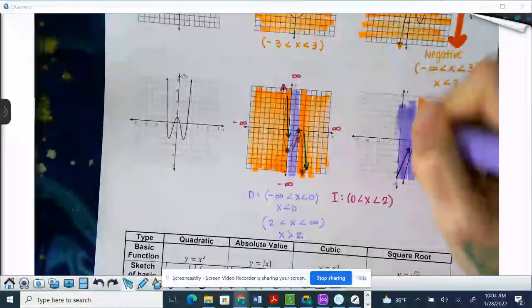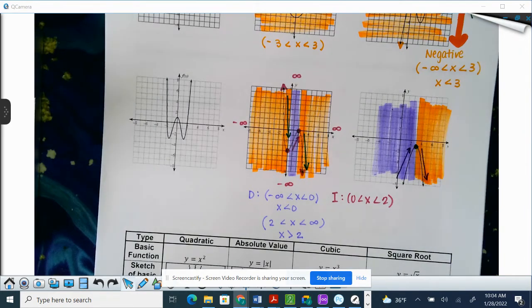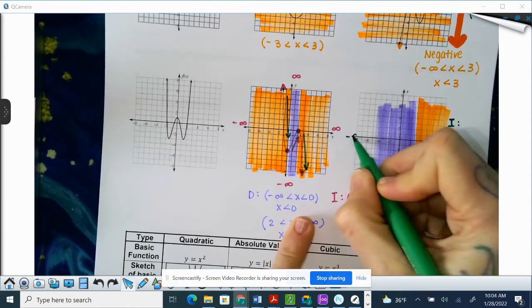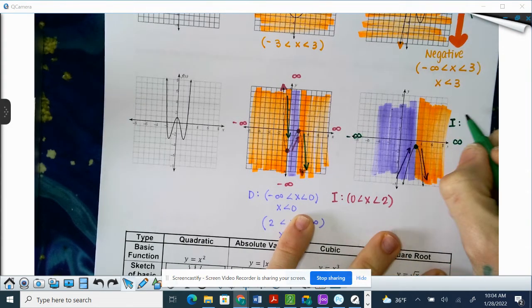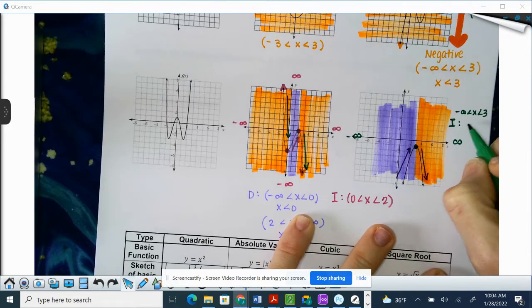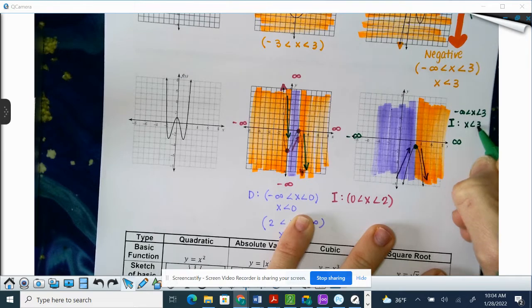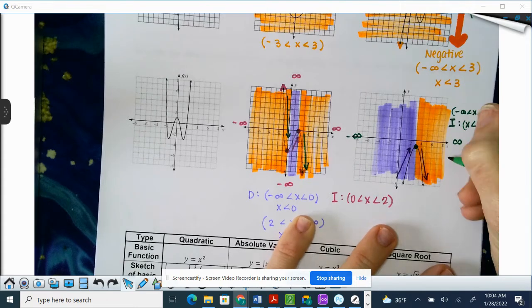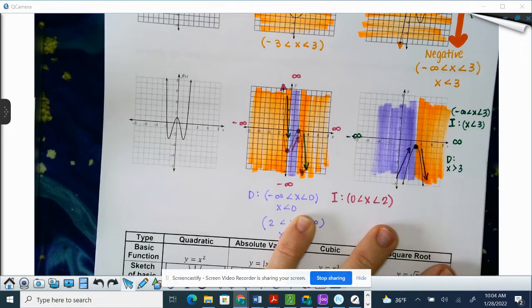And then all of this is increasing. So for this one, our increase is from negative infinity, and we're comparing it to positive infinity. So from negative infinity to 3, or all values smaller than 3. Both of those notations are correct for increase on that one. And then decrease is going to be from positive 3. It's when all values are greater than 3. So from 3 to positive infinity is the other way that can be written.